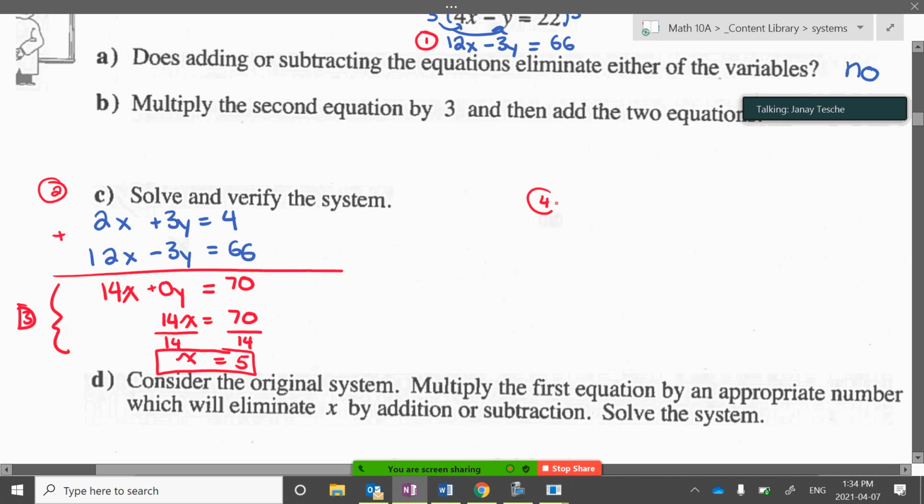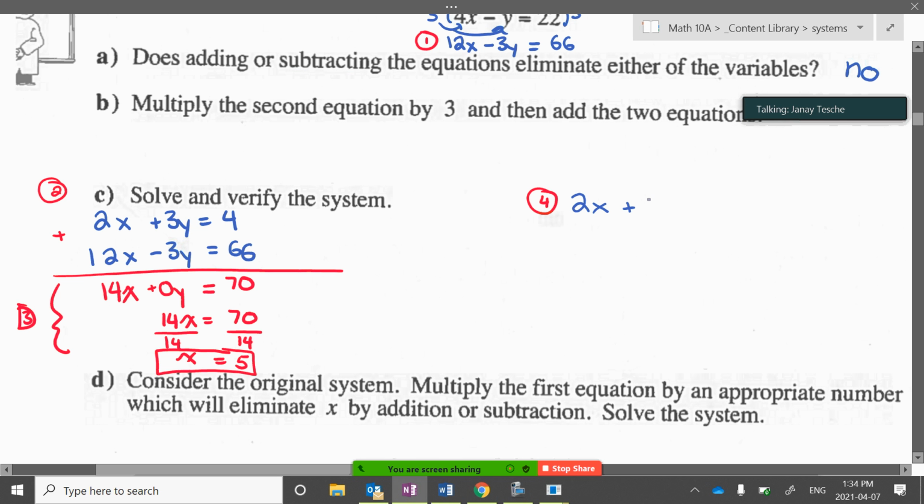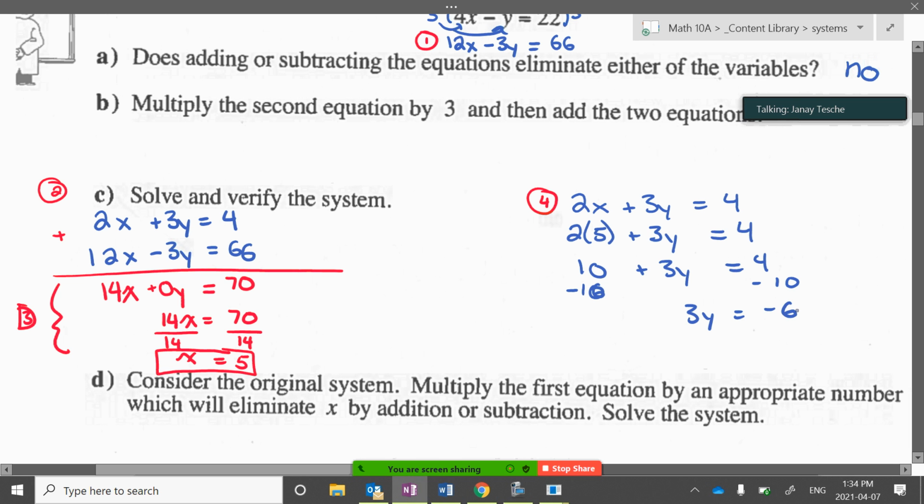Last step is we actually have to solve for y. It does not matter where you plug it in. Either equation, whichever your heart desires. So let's just do the first one. 2x plus 3y equals 4. X is equal to 5. We already figured that out. Then I subtract 10 from both sides. So then I get 3y equals negative 6. So then y is equal to negative 2.